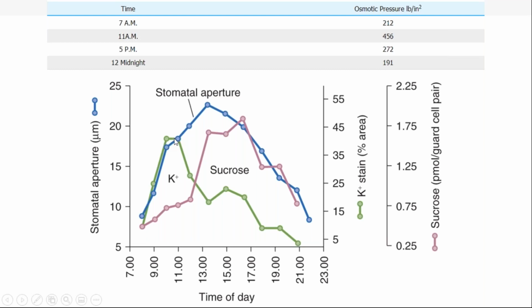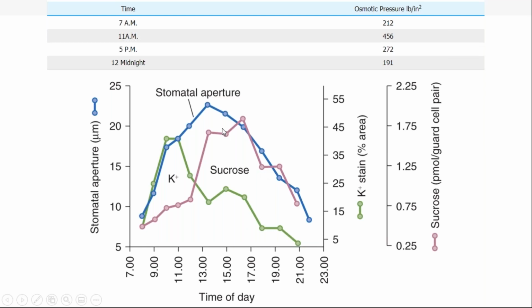The potassium basically rises to its max. The stomata open to the maximum by about 1 o'clock. The potassium now starts decreasing because the stomata are staying open because it's now photosynthesizing full tilt and producing sugar. So by 11 a.m., it's full tilt. Pressure is on. It is going full tilt. By 5 o'clock, it's starting to decrease.